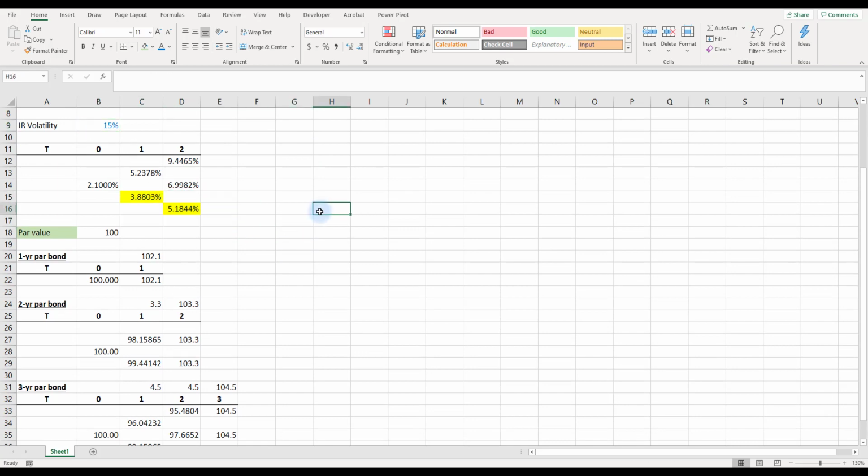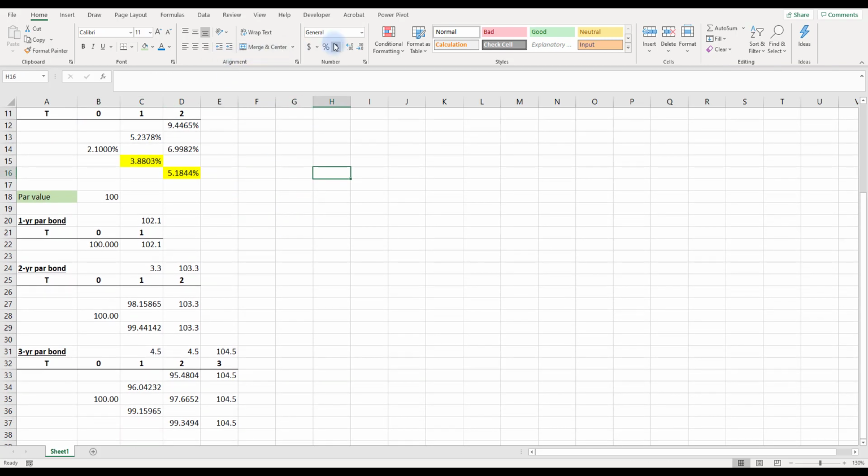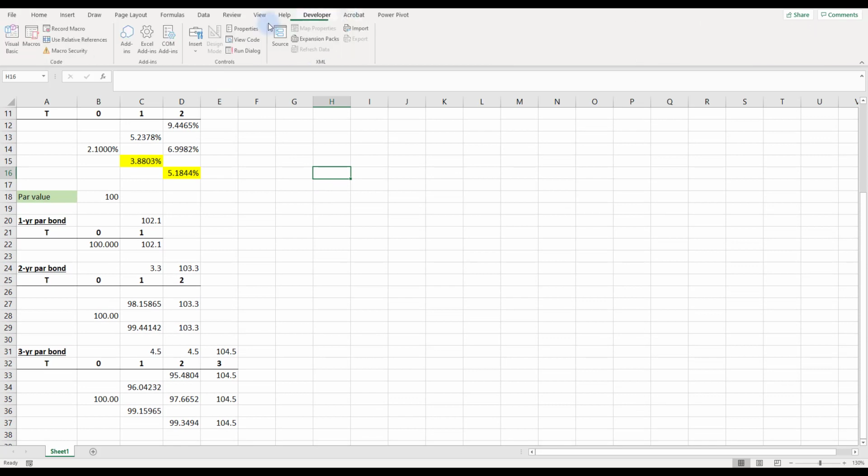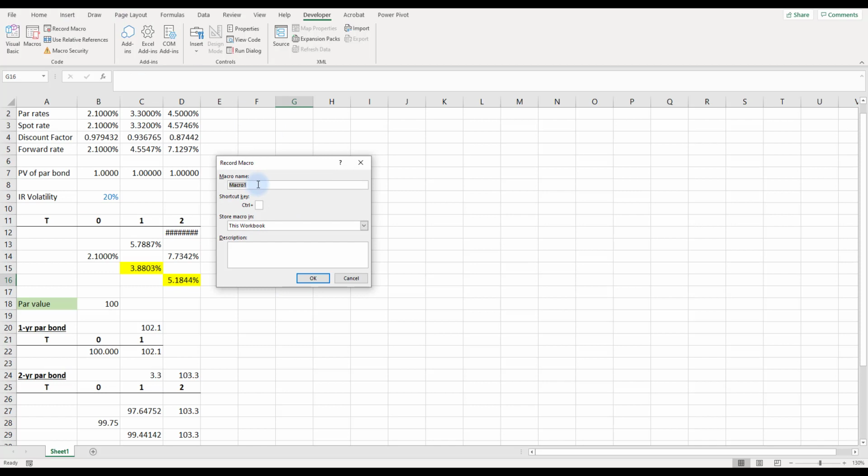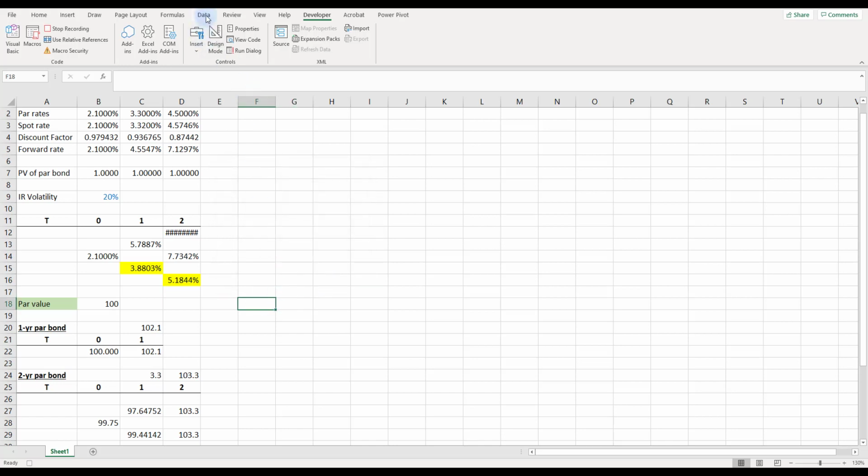Of course, you can make it easier by using a macro. If I click on the developer tab and then click on record macro, let's say I'll change this to 20% first so that we can see the result. I'll click on 20% and then I'll just click on record macro. Let's say the macro here is to calculate the binomial interest rate tree. I'll just click OK here, and then we'll just do what we did earlier.